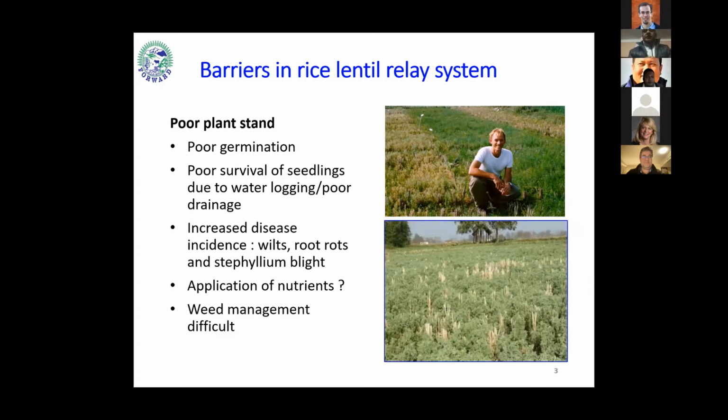The yellowing of lentil plants due to waterlogged soils there. Then in this system, there are increased disease incidents like wilts, root rots, and stem phylum blight.